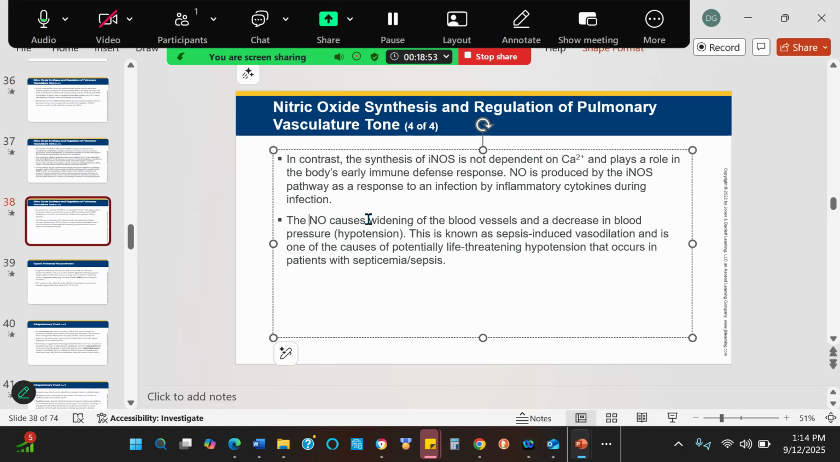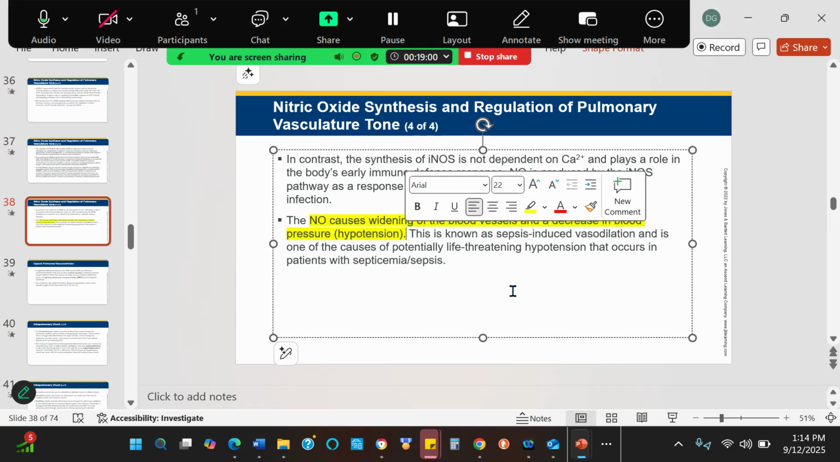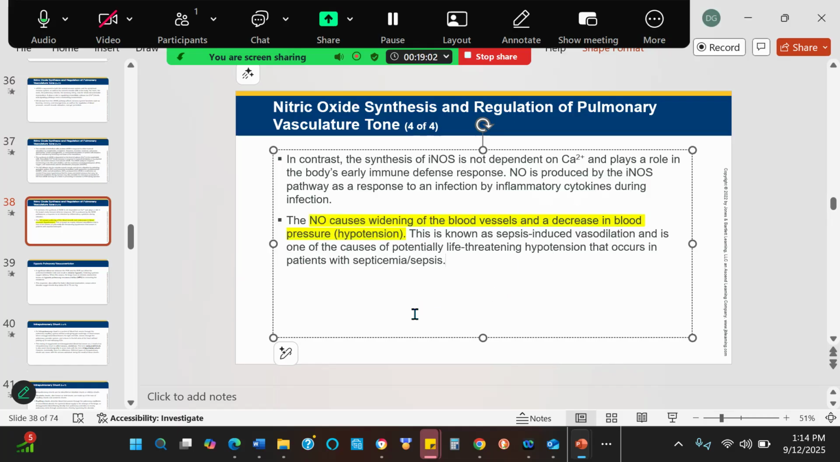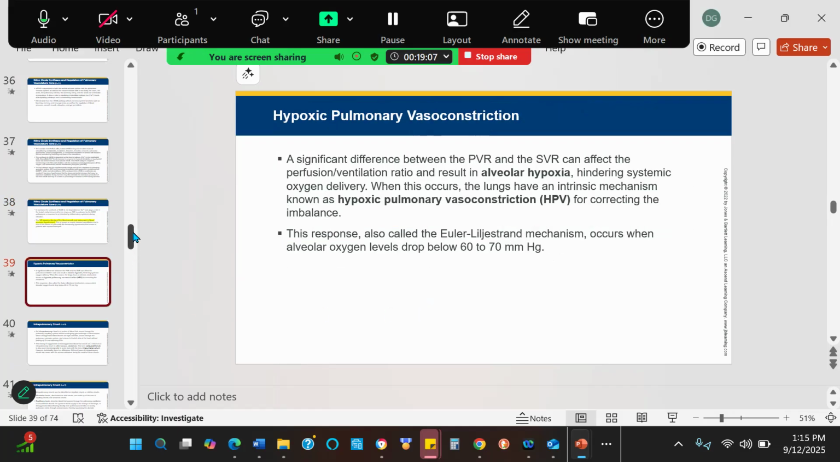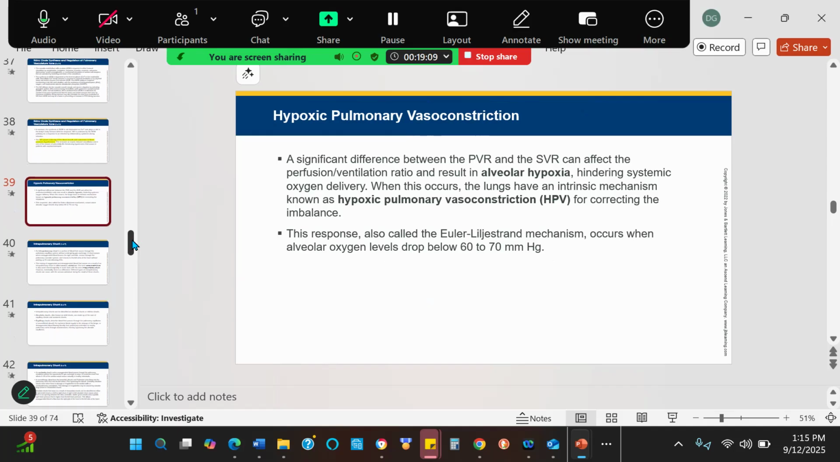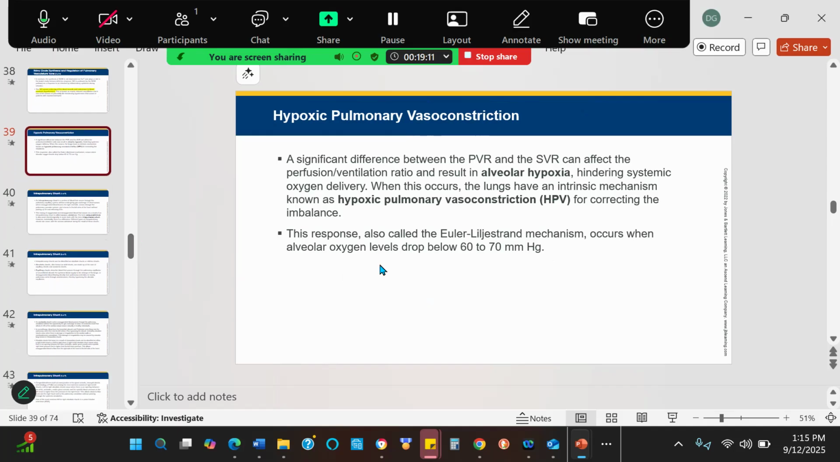Nitric oxide causes widening of the blood vessels and a decrease in blood pressure. All right, but a better blood flow to the alveoli. That's what we're doing. Better blood flow to the alveoli so that the patient can pick up more oxygen. All right. Hypoxic vasoconstriction. If we have too much narrowing of the blood vessels to the alveoli, the patient cannot pick up enough oxygen. And we have to do something about that. What we usually do about that is nitric oxide.